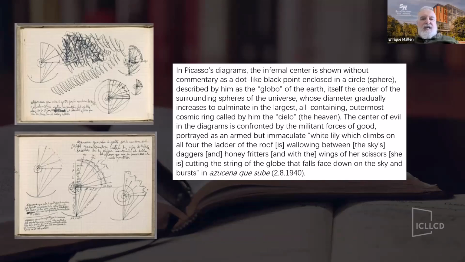The center of evil in the diagrams is confronted by the militant forces of good, portrayed as an armed but immaculate white lily which climbs on all fours the ladder of the roof, wallowing between the sky's daggers and honey fritters, and with the wings of her scissors, she is cutting the strings of the globe that falls face down on the sky and bursts. And this is in the poem Azucena que sube.